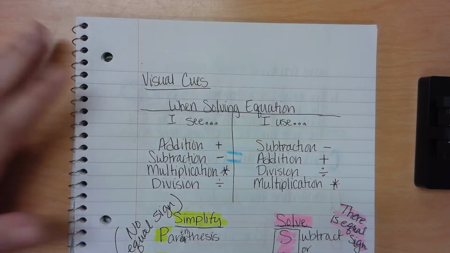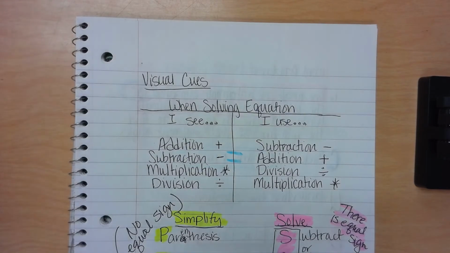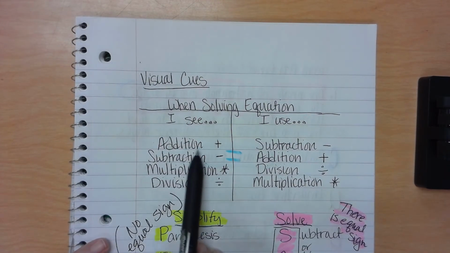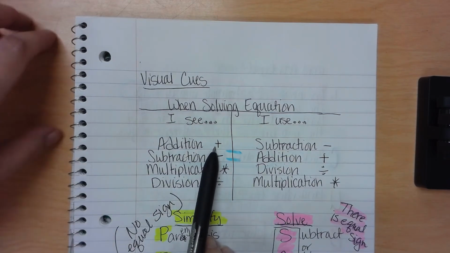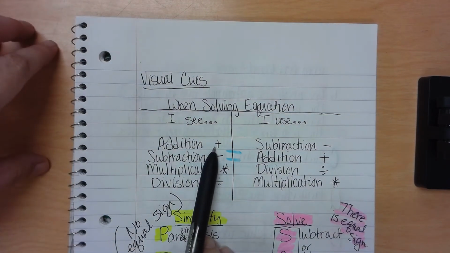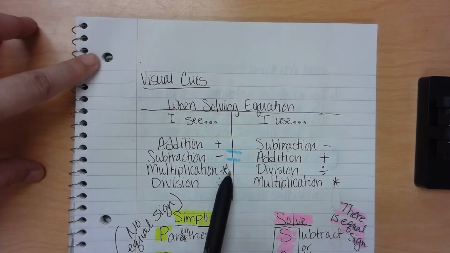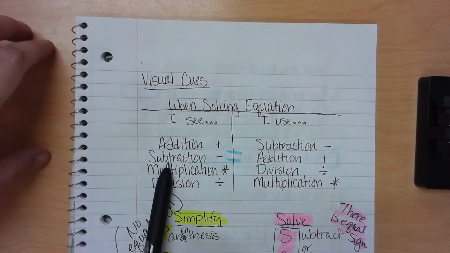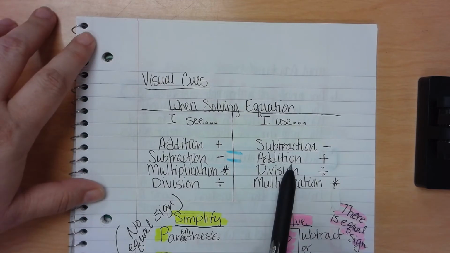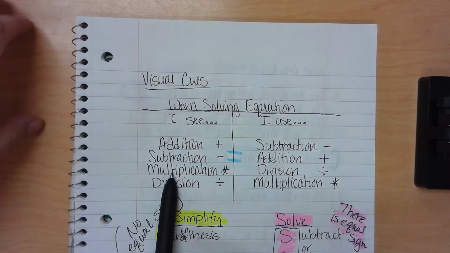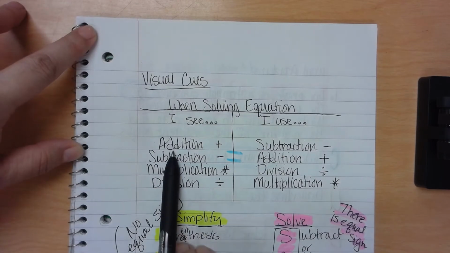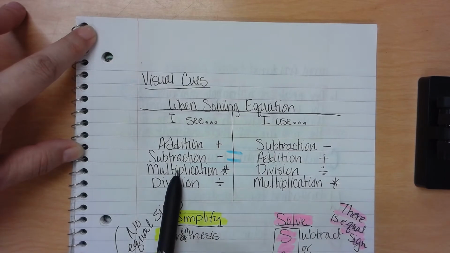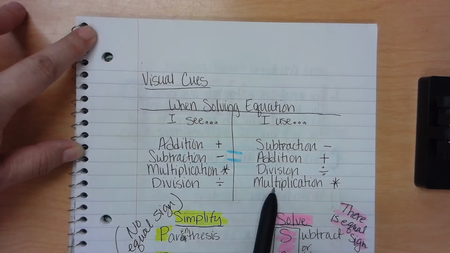Okay, so real quickly, visual clues. What do I see? How do I know what to solve it with? So when solving an equation, if you see an addition problem on the side where the variable is that you're trying to solve, then you do the opposite to move across that equal sign, which is subtraction. If you have a subtraction on the side of the variable, you would do addition. If you have multiplication on the side of the variable, after you've done your addition subtraction step, you would do the opposite, which is divide. After you've done your addition subtraction step, if you saw division, you would do multiplication.